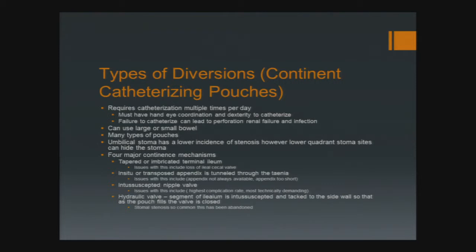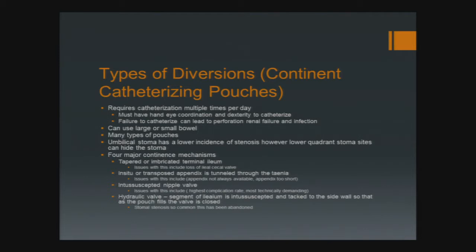There are 4 major continence mechanisms to these types of diversions. So you can taper or imbricate the terminal ileum, but then you end up losing some of the ileocecal valve. You can do an in situ or transposed appendix, so you can tunnel it through the tinea, but not everyone has an appendix, or the appendix can sometimes be too short to bring to the anterior abdominal wall.